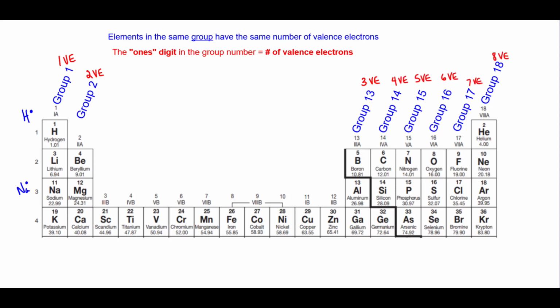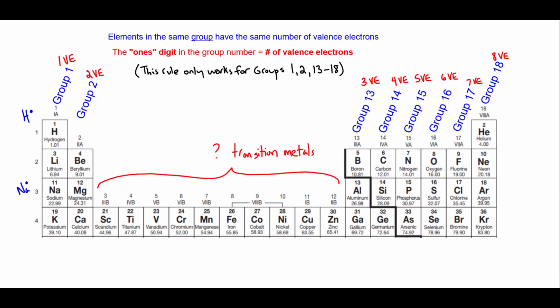Now, if you're smart, you'll go to your periodic table and definitely make a note about the number of valence electrons for each of these groups. But the rule only works for groups 1 and 2, and then 13 through 18. So what about groups 3 through 12? Those are the transition metals.